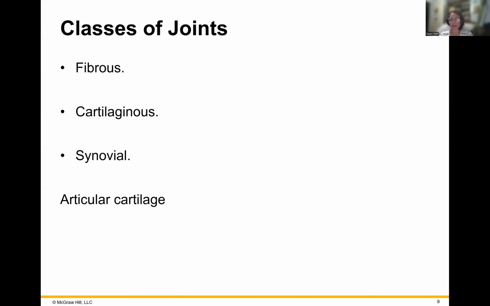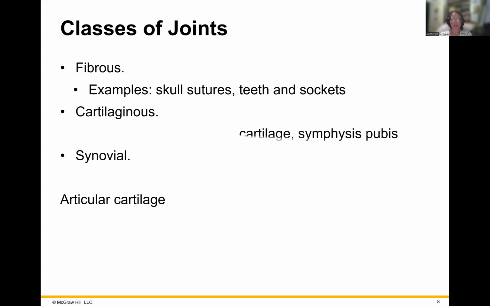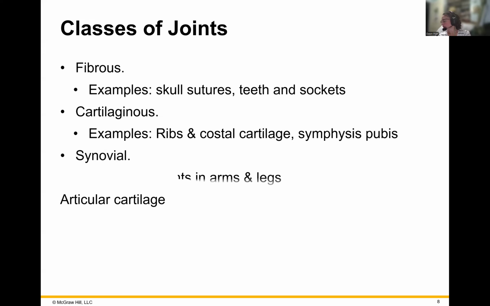Different types of joints. The joints are where bone meets bone. There are different joints, like in your skull and your arms. So we have fibrous, cartilaginous, and synovial. All of this is on page 465 in your textbook. And then articular cartilage.